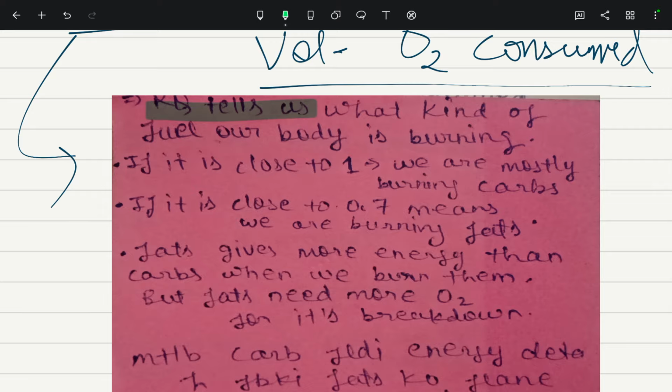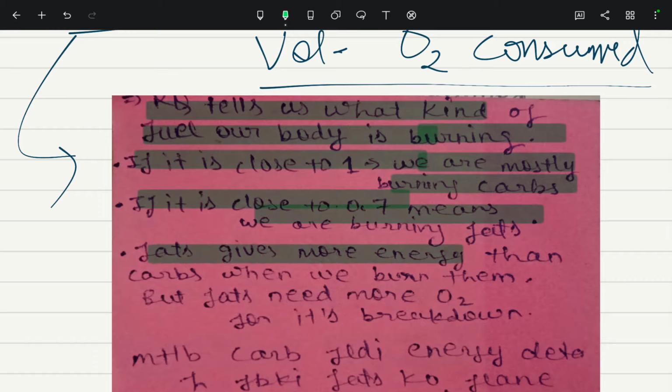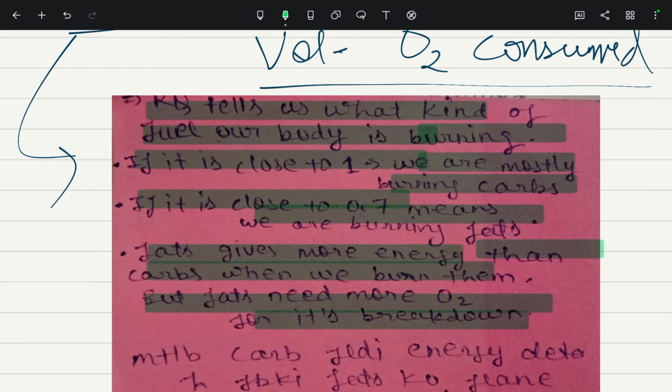So the respiratory quotient tells us what kind of fuel our body is burning. If it is close to 1, that is, the volume of CO2 evolved upon volume of O2 consumed, both are equal, then we are mostly burning carbs. Then this respiratory quotient is for carbohydrate. If it is close to 0.7, it means we are burning fats. Fats give more energy than carbs when we burn them, but fats need more oxygen for their breakdown.